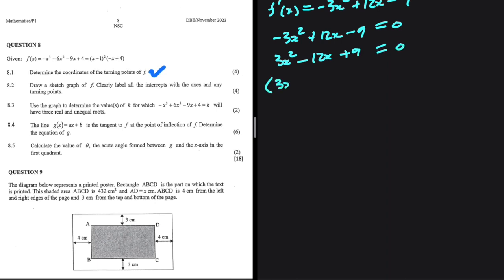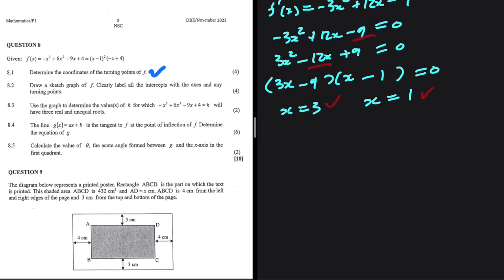On the first bracket, you're going to have 3x. On the second bracket, we're going to have x. We want minus 12x as the middle term and minus 9 as the constant. The way of doing that is if we have 3x minus 9 and x minus 1 equal to 0. Here we're going to have x equal to 3, and on the other side we're going to have x equal to 1. Obviously 3x minus 9 is equal to 0, 3x is equal to 9. We divide both sides by 3, x is equal to 3. So these are the x values of the turning points.